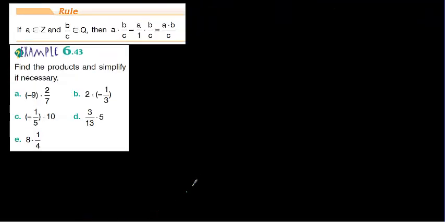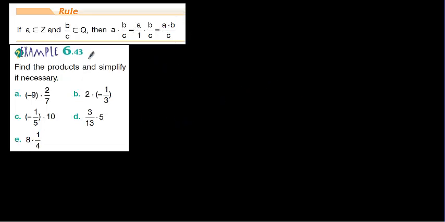Okay, let's continue. Here we are going to multiply an integer by a rational number. When you multiply an integer by a rational number, you are multiplying only the numerator with the integer. So a times b over c is equal to a times b over c.